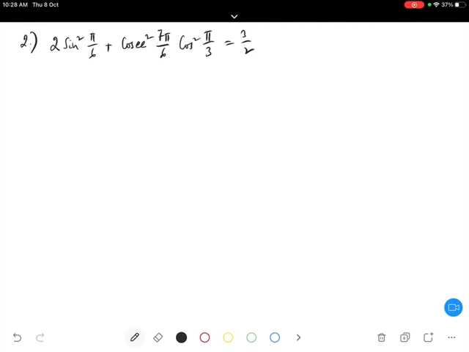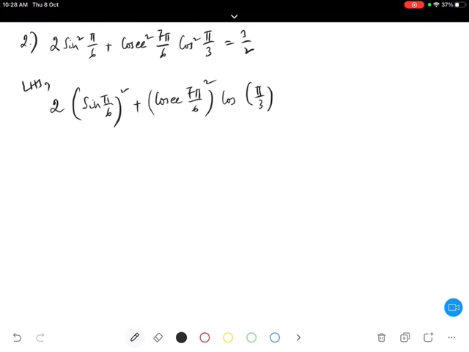Let's do this one. 2 sine square pi by 6 plus cosec square 7 pi by 6 plus cos square pi by 3 is equal to 3 by 2. So let us solve this one. Again, left hand side. So it will be 2 sine pi by 6 whole square plus cosec 7 pi by 6 whole square plus, sorry, not plus, it is cos pi by 3 whole square.